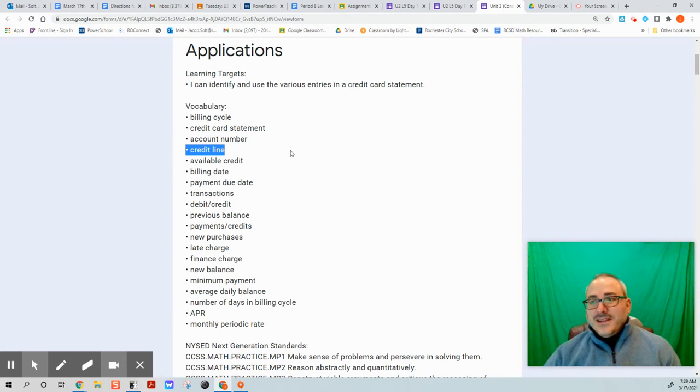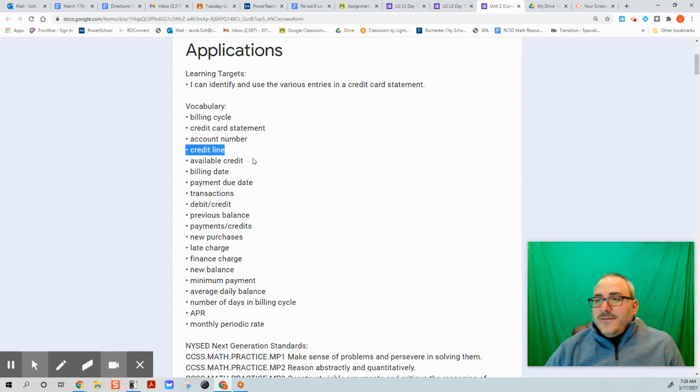Credit line. So this is how much credit the credit card company is extending to you that you could potentially borrow if your balance already is zero. Usually your first credit card, they'll extend something like $500 as a credit line, and then as your credit score goes up, they'll feel more and more comfortable giving you more and more credit.